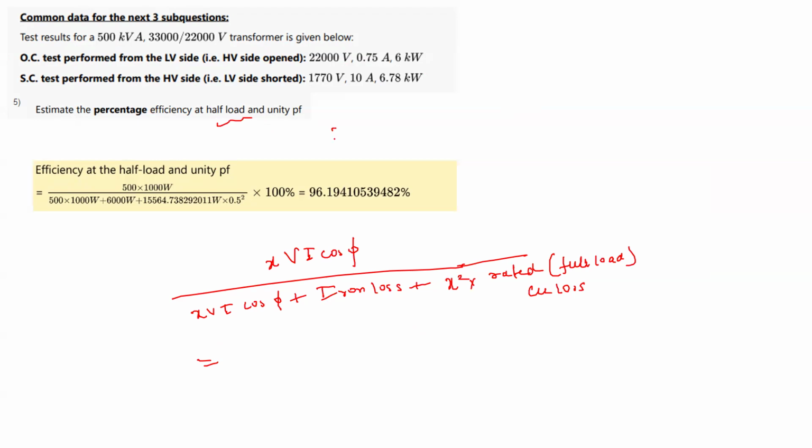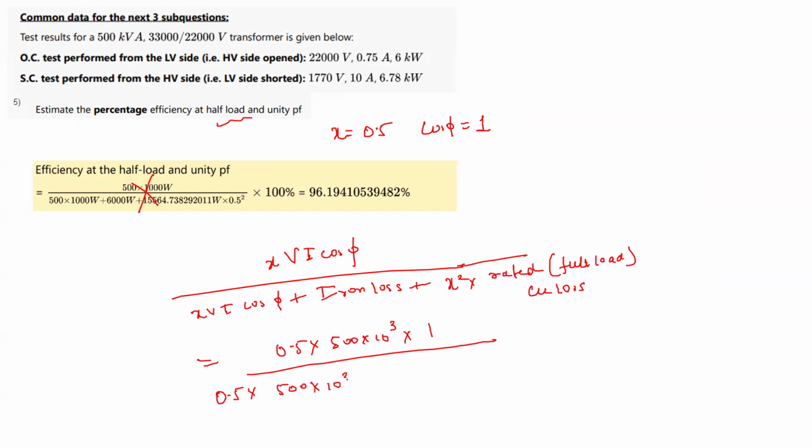Because this is half load, you have to take x as 0.5, and the power factor is unity, so you have to take cos phi as 1. Okay, so here you have all the things available with you. So x is 0.5, into VI, which is 500 kVA, so you write it as 500 into 10 power 3, cos phi is 1. Then again, 0.5 into VI, which is 500 kVA, into cos phi.